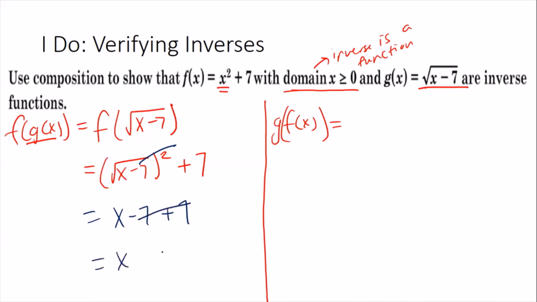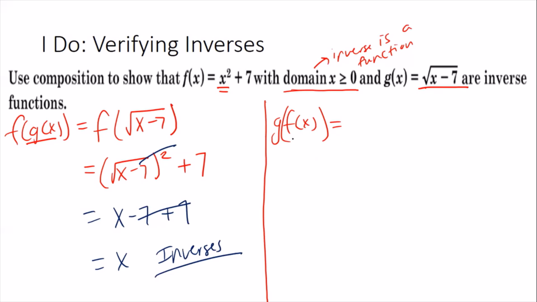So what does that mean about f of x and g of x? That they are inverses. That's what that means. When it's just x left, that means that they're inverses. Okay, and you could do it either as f of g of x or g of f of x.